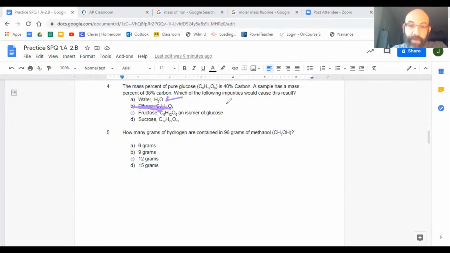Fructose, an isomer of glucose. Isomer just means the same exact elements involved, just a different layout or a different structure. Because it's the same amount of carbon as before and it's the exact same thing, it definitely is not fructose.